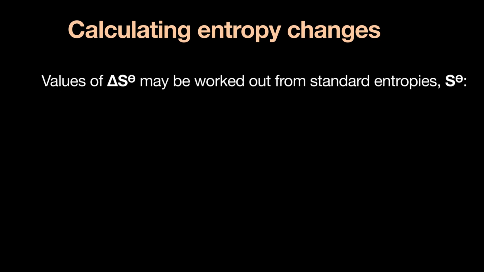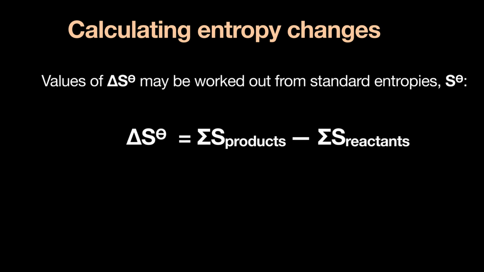Generally speaking, you can calculate the values of delta S, which is the change in entropy, from standard entropies, the entropies of individual elements. The way it works is that the entropy change of a reaction is simply the sum of the entropy of all the products minus the sum of the entropy of all the reactants. It's literally the entropy of the products, what we achieved, minus what we started with. I'll do some examples here to show you how we can use this, and it's pretty straightforward and simple.